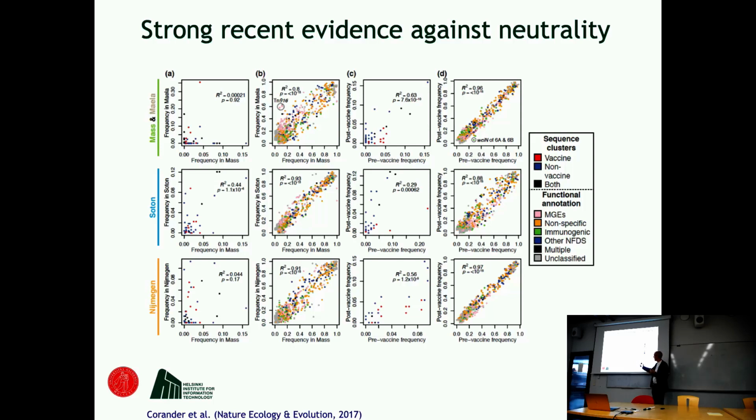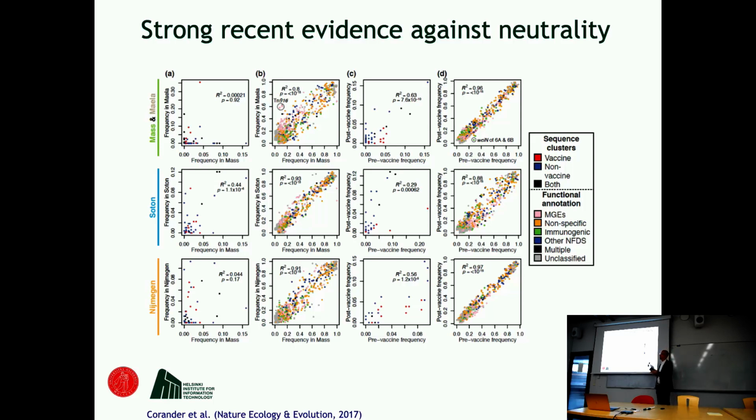at the particular time point, which has a functional annotation mentioned here. So this shows overall what the frequency was before a vaccine campaign was launched in each of these three populations.